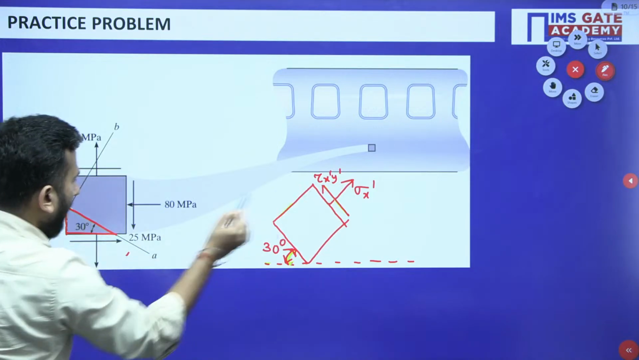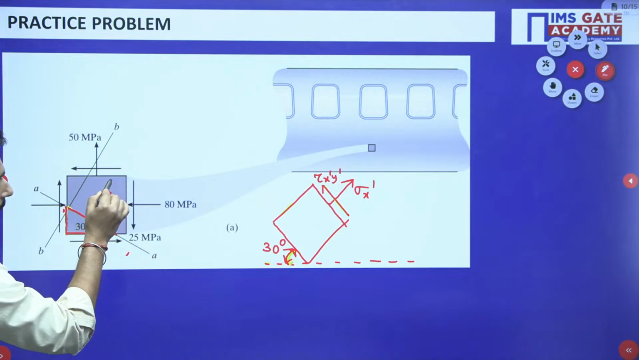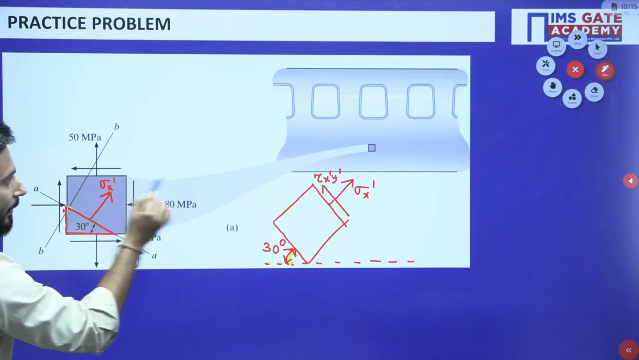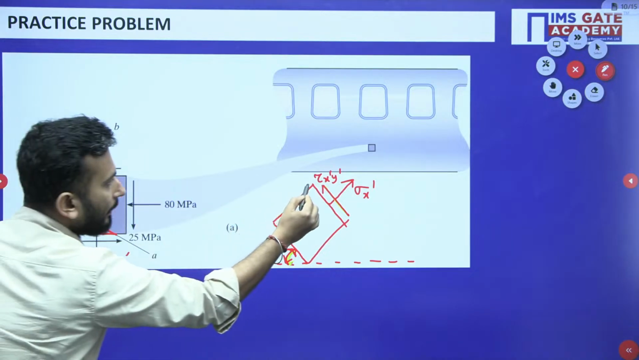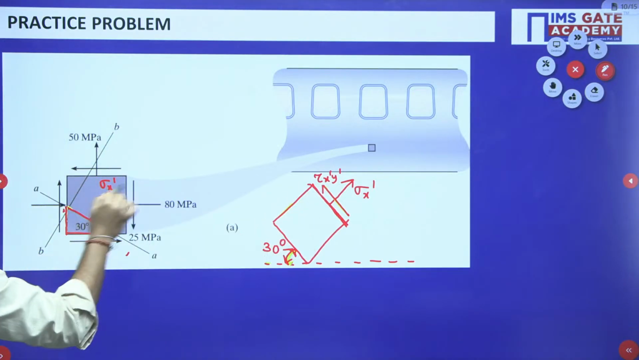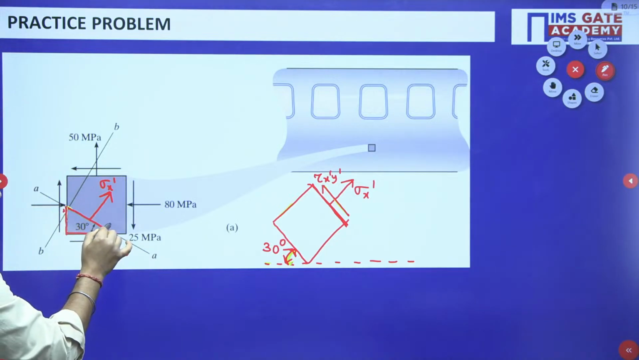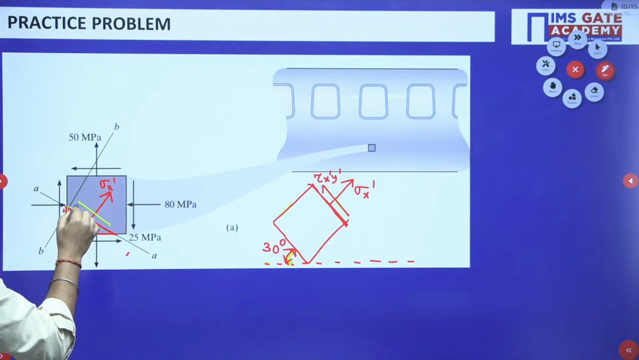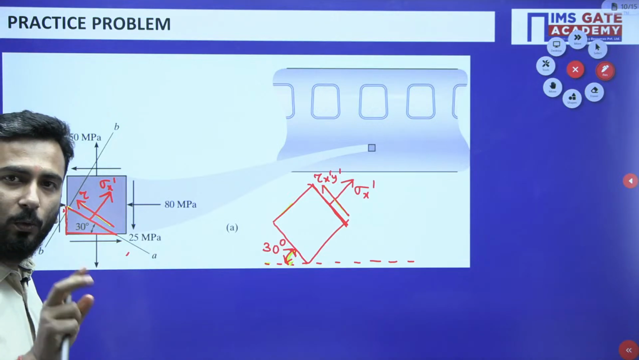So this stress can I show in this way, that on this face sigma x dash must be acting. Just try to match with this one. Okay, sigma x dash, and definitely on this face tau is also there. So two things we have to find out.